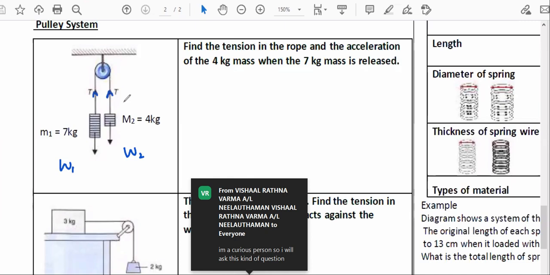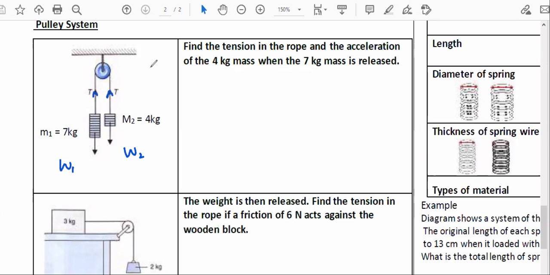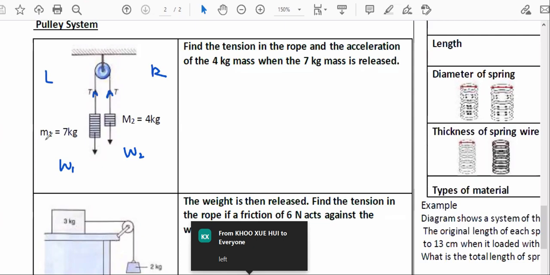Okay, so next thing, after you label the forces, you need to identify the direction of acceleration. Now, 7 kg and 4 kg. Of course, I assume this is left side, this is right side. What happened to the acceleration on the left-hand side? Who will pull who downwards? M1 will go down or M2 will go down? Obviously, left-hand side or right-hand side? Left, correct or not?